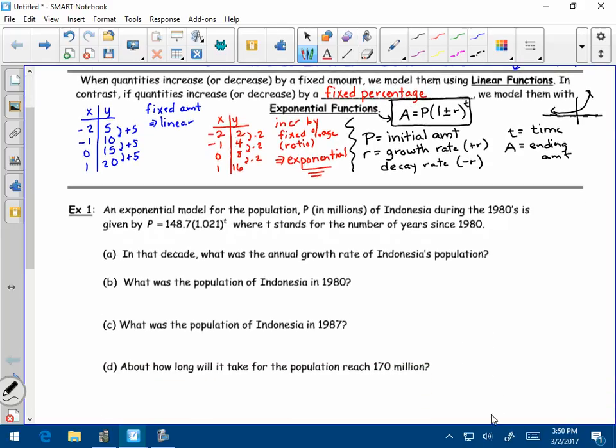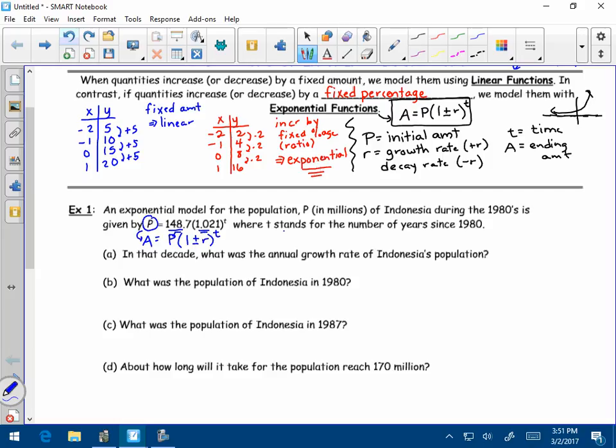So here's number 1. An exponential model for the population P in millions of Indonesia during the 1980s is given by this formula here, where T stands for the number of years since 1980. So first off, let me just show you how this relates to that equation that I showed you a second ago up here. This equation down here, A equals P times 1 plus or minus R to the T. You can see that my initial amount is that 148 number. R is contained in here somewhere. And they use P over here, but that's going to be my ending amount.